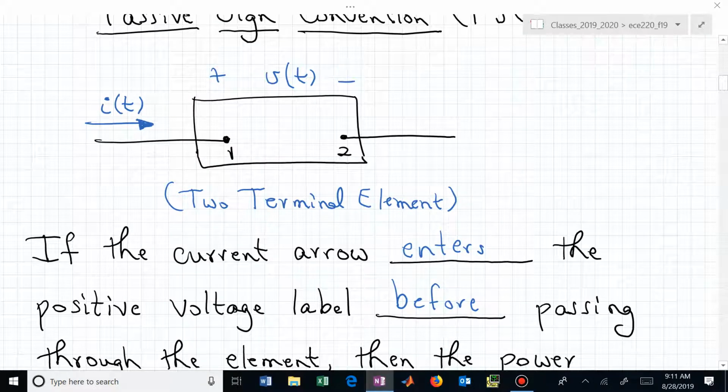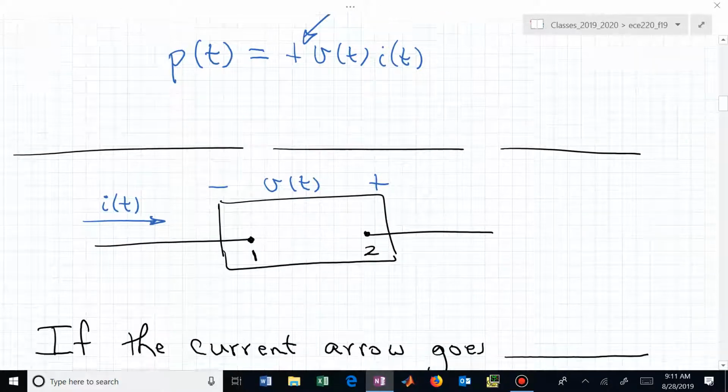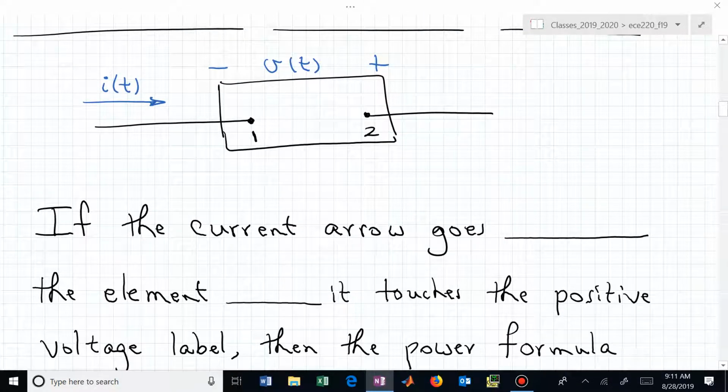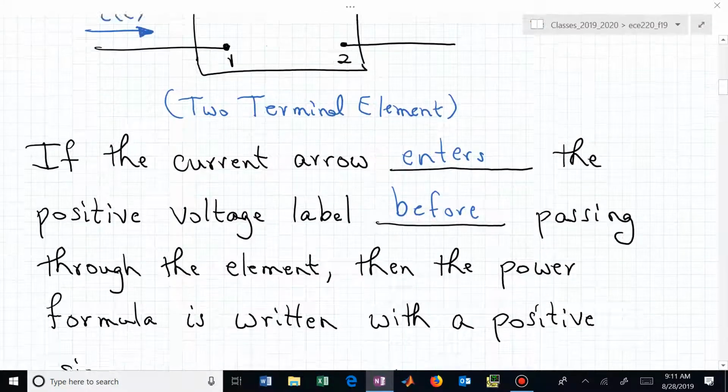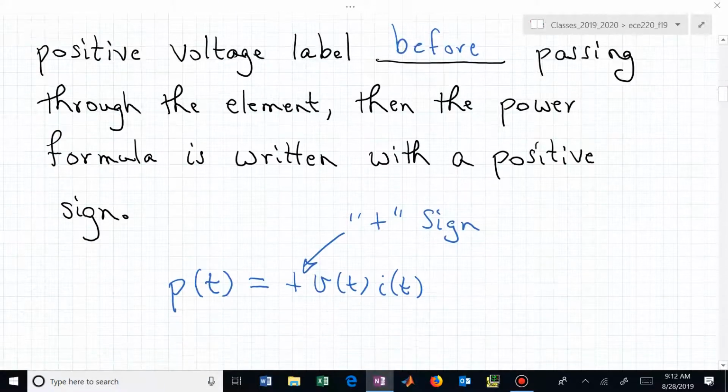If the current arrow goes into the positive label that you have on your element before the arrow goes through the element, then you say, oh, P of t of that circuit element is just going to be written as V times I. You can contrast that now with the opposite picture. So here is what we had before. We have our two-terminal element, positive to negative, left to right, arrow going into the positive label before the arrow that you've drawn goes through the element itself. That is now written as P of t is V I.